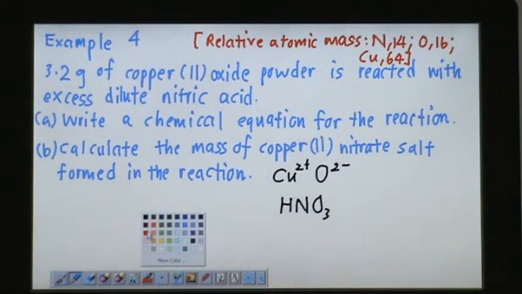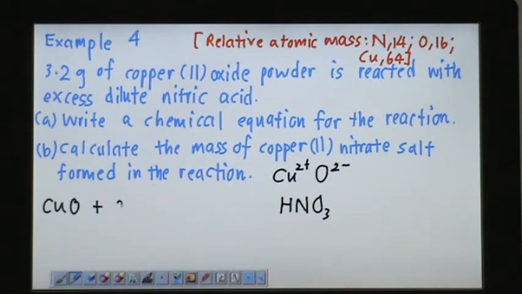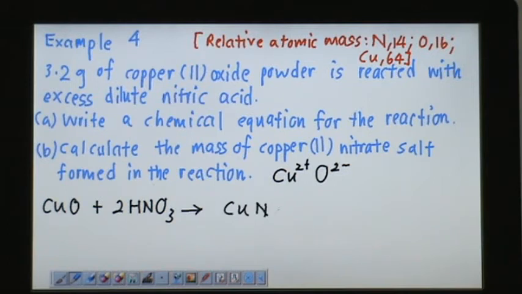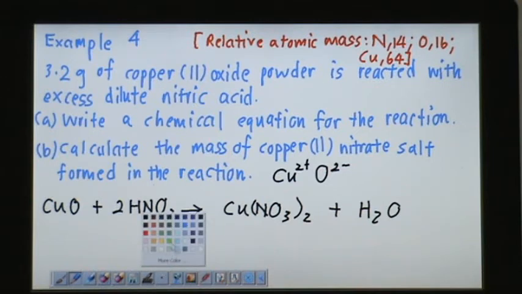So what I'm going to do is rewrite this: CuO plus 2HNO3, you get Cu(NO3)2 with a bracket and 2, and water. Okay, so calculate the mass of copper 2 nitrate salt. Since we have obtained a copper 2 nitrate salt, let's use red. We have obtained this, and they want the mass of it.